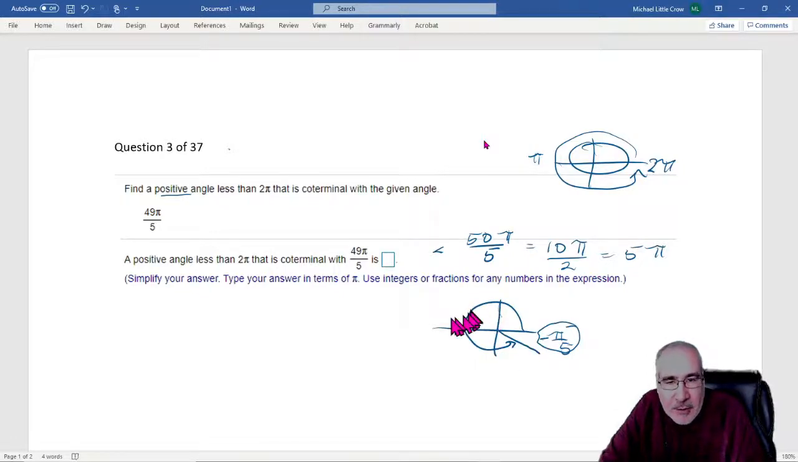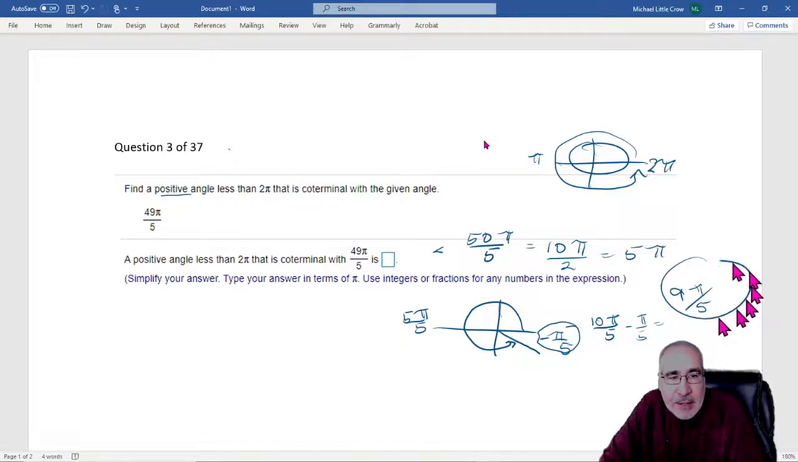So how far do we go? Well, this is 5 pi over 5. We're counting by fifths of a pi, right? That's halfway around the circle. To get the rest of the way, all the way to 2 pi, that's 10 pi over 5. We're 1 short, so let's subtract off this pi over 5. And what does that give us? 9 pi over 5. That is the answer we want right here, 9 pi over 5, and that's going to be the correct one.